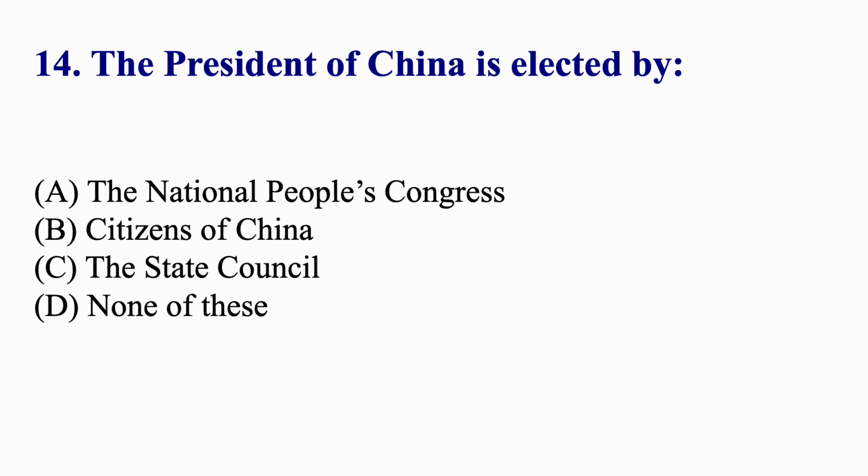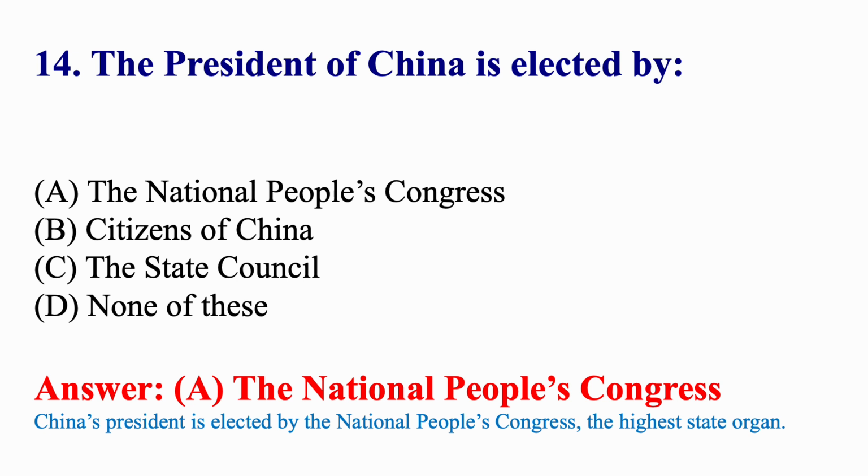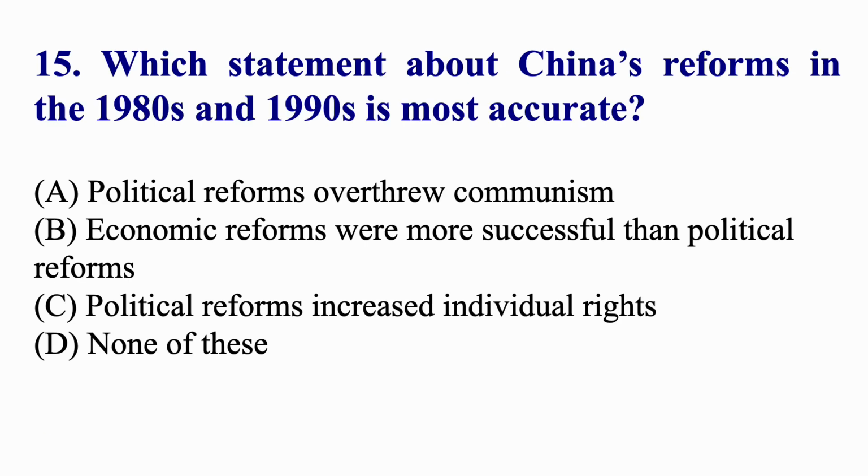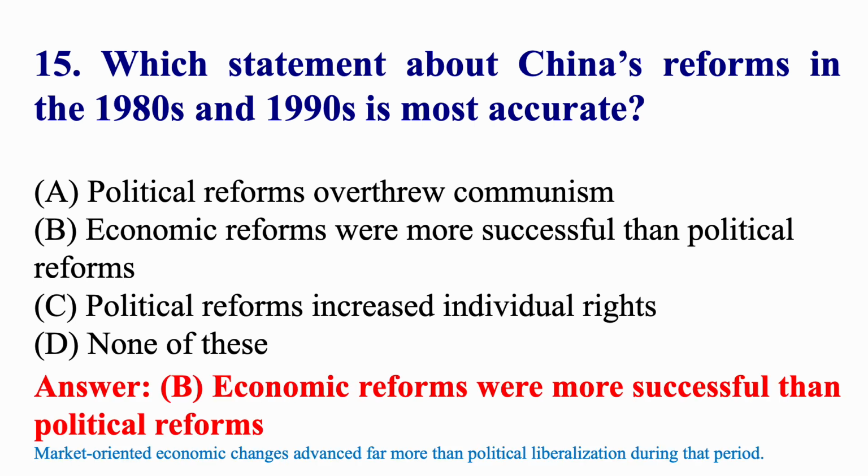The President of China is elected by the National People's Congress. Which statement about China's reforms in the 1980s and 1990s is most accurate? Economic reforms were more successful than political reforms.